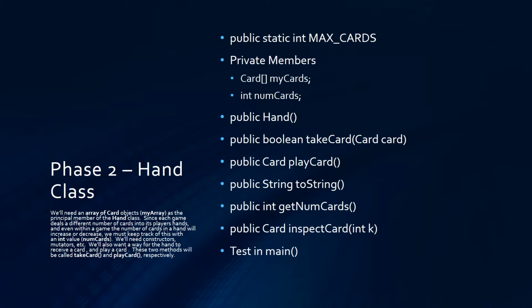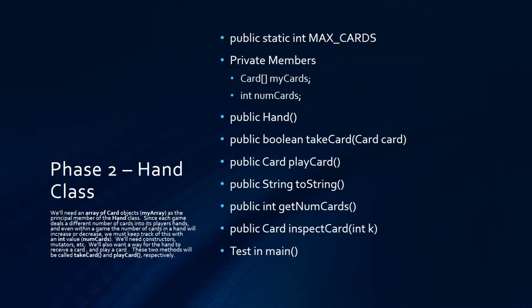The resetHand method removes all of the cards from the hand. The takeCard method adds a card to the next available position in the myCards array. This is an object copy and not a reference copy. And the playCard method returns and removes the card in the top occupied position of the array. The toString method puts the private member data into a string for display. The getNumCards is our accessor method for the int numCards. Finally, we have the inspectCard method that is an accessor method for an individual card.